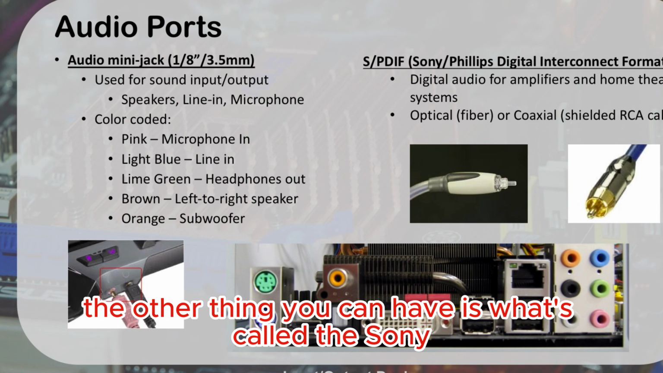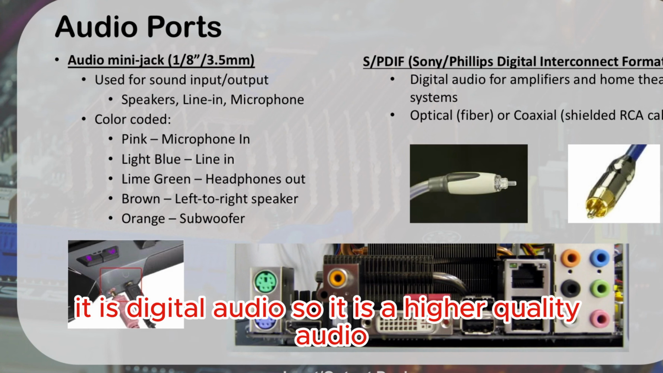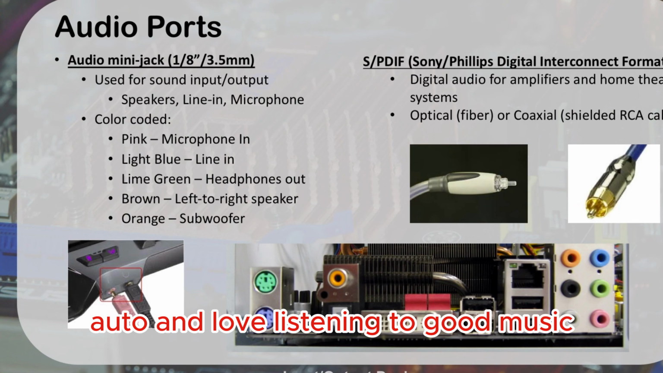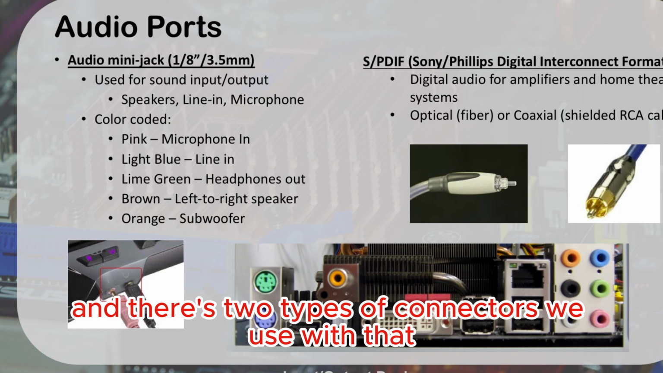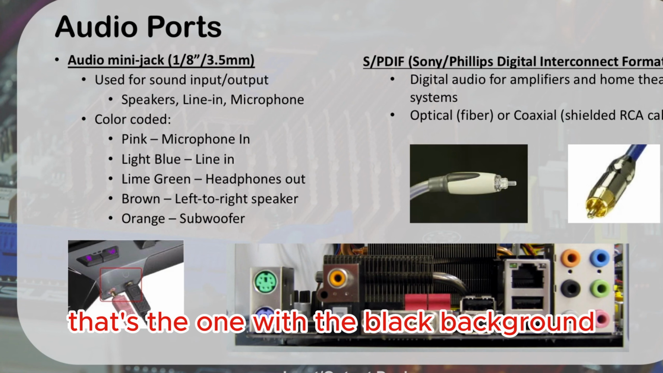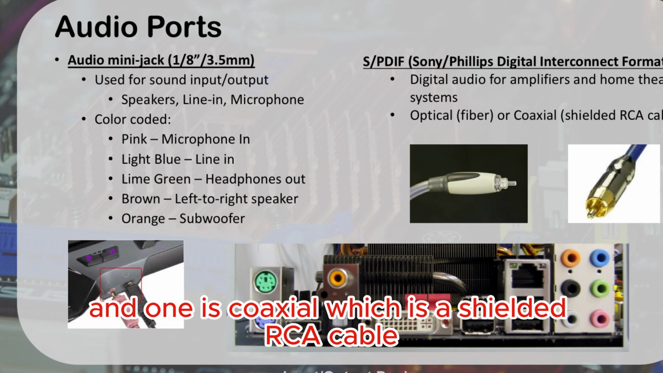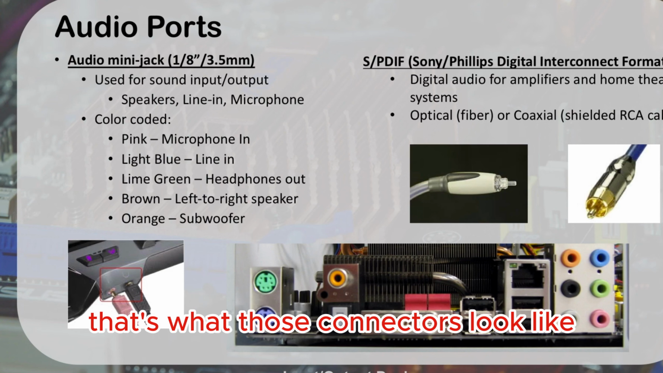The other thing you can have is what's called the Sony Philips digital interconnect format. It is digital audio, so it is a higher quality audio. So if you're a real audio aficionado and love listening to good music, you want to get hooked up this way. And there's two types of connectors we use with that. One is a fiber connector, it's optical. That's the one with the black background. And one is coaxial, which is a shielded RCA cable, which is the one with the white background. That's what those connectors look like.